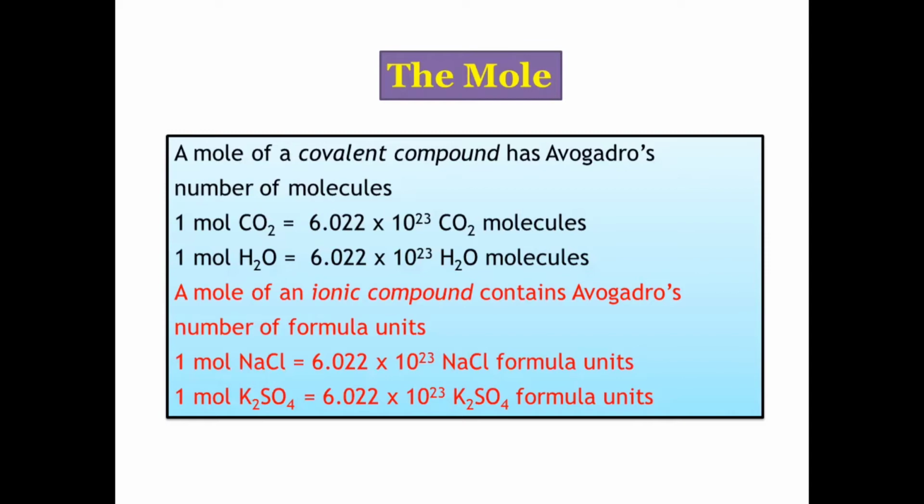Now, in the case of an ionic compound, you can also express the Avogadro's number. 1 mole of NaCl always contains 6.022 into 10 raised to 23 NaCl formula units. As it is an ionic compound, it gets dissociated into cations and anions, and that number is equivalent to 6.022 into 10 raised to 23 NaCl units. That is the Avogadro's number. Similarly, 1 mole of potassium sulfate is equivalent to 6.022 into 10 raised to 23 potassium sulfate formula units.